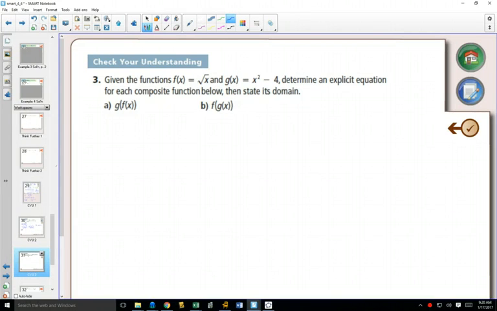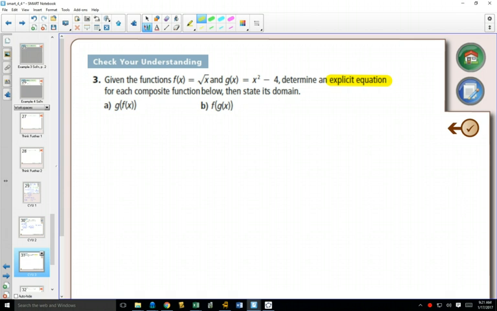So here we have functions f of x and g of x. Again, we're going to find our explicit equation. If you've just been following along but not paying attention to words, this is going to be an important one: explicit equation, because that means you want to write it in terms of x only. Sometimes another way this question could be asked is to say, write g of f of x in terms of x only.